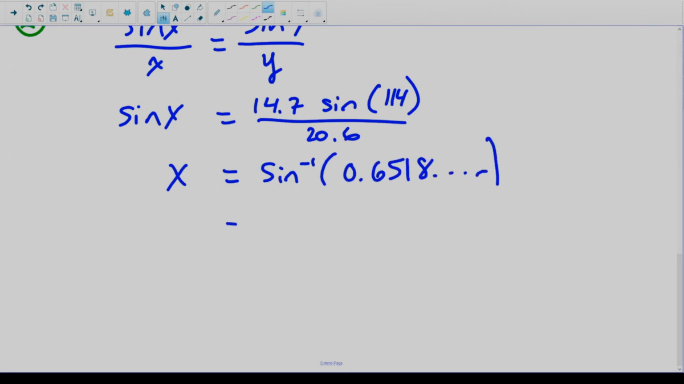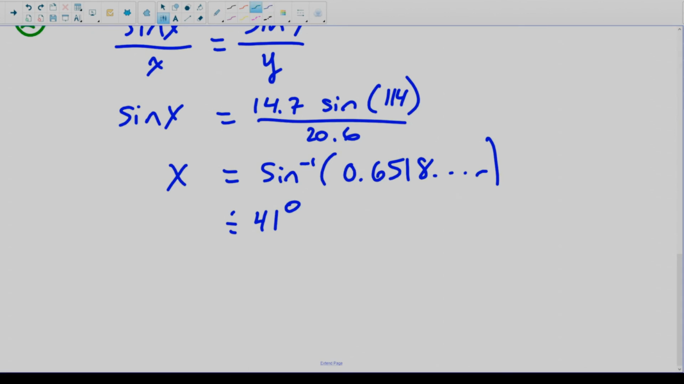Okay. And that gives me 40.6 degrees, which I'm going to round off to 41 degrees approximately.